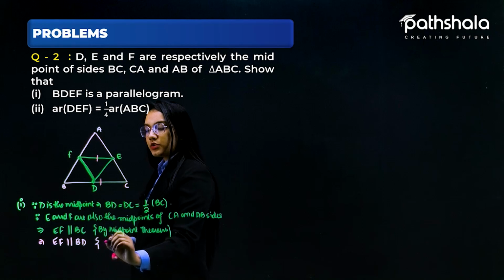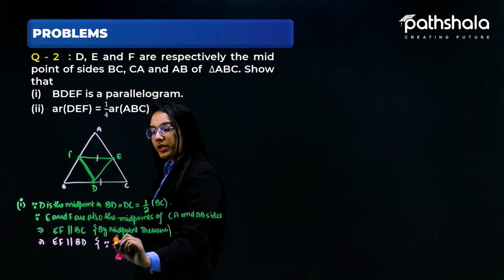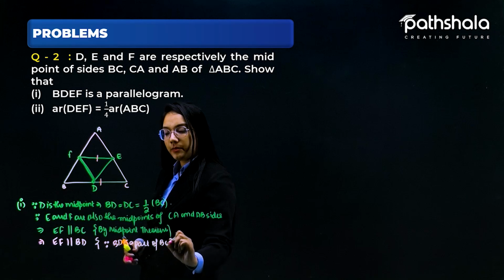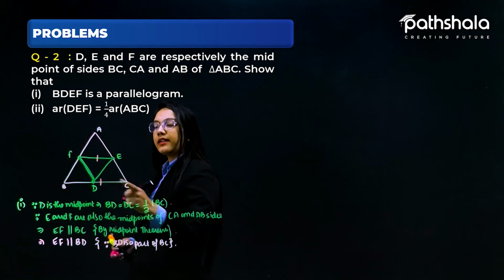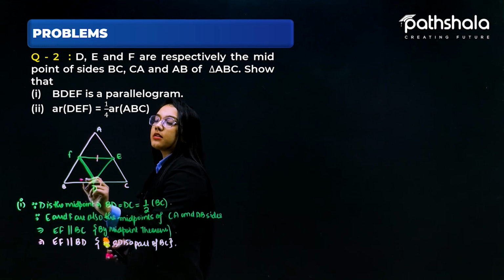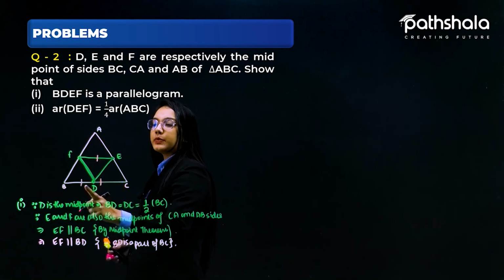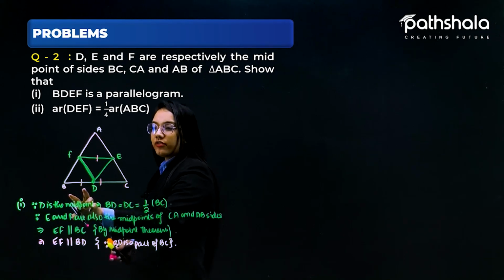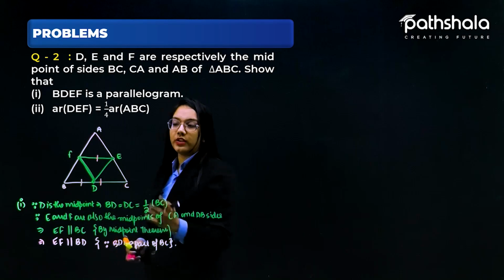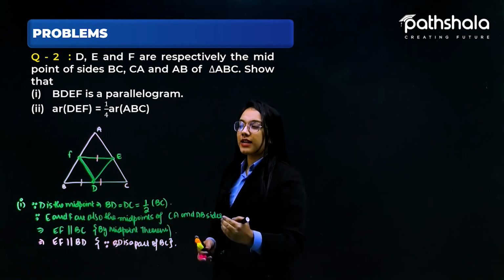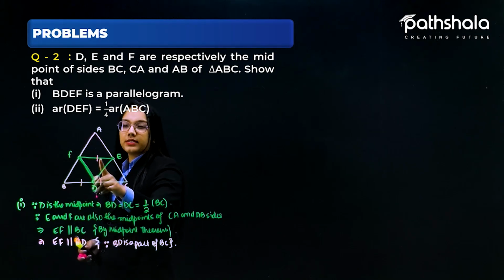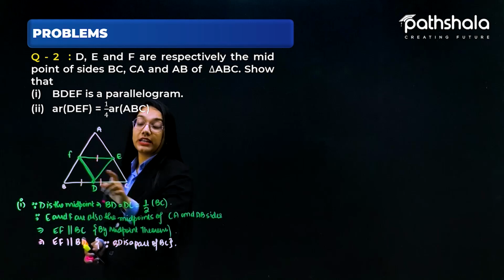Since BD is a part of BC, if it is parallel to the whole side, then it is also parallel to this side. So it is proved that, first of all, this side is parallel to this side. Now furthermore, we just have to prove that one of the sides is equal to the other. So we need to prove that BD is equal to, not CE, FE.